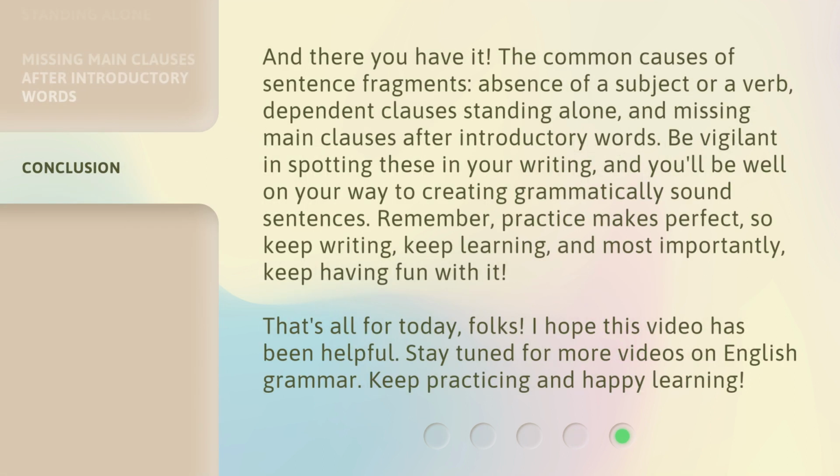And there you have it. The common causes of sentence fragments: absence of a subject or a verb, dependent clauses standing alone, and missing main clauses after introductory words. Be vigilant in spotting these in your writing, and you'll be well on your way to creating grammatically sound sentences. Remember, practice makes perfect. So keep writing, keep learning, and most importantly, keep having fun with it.